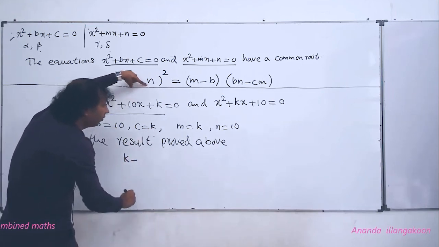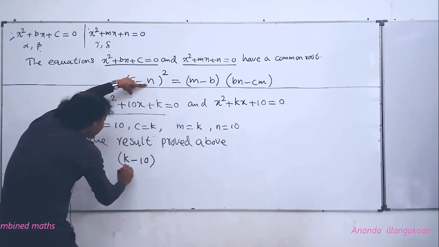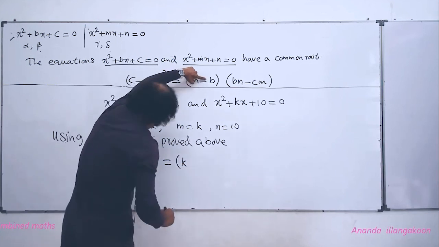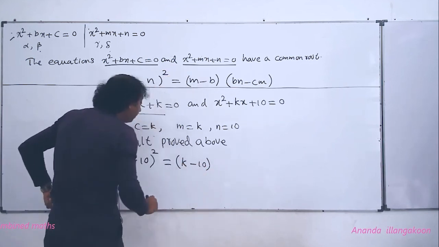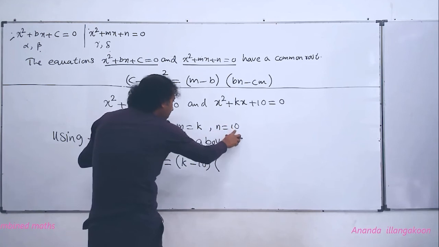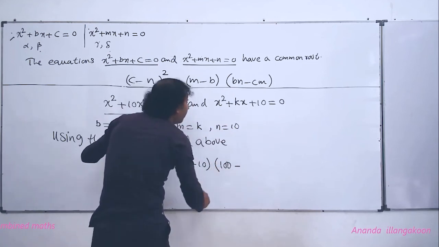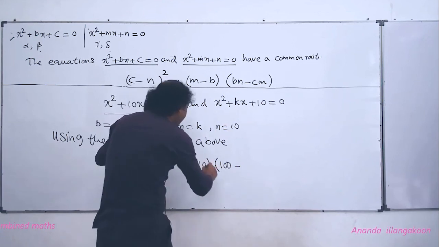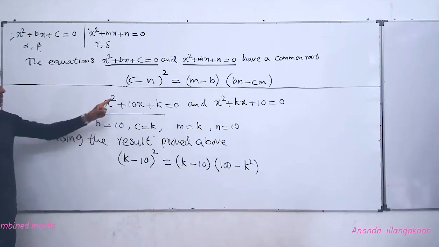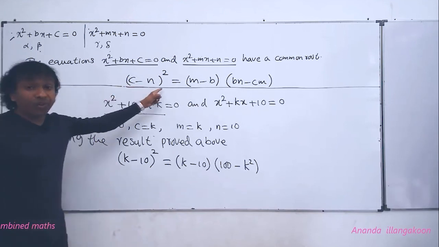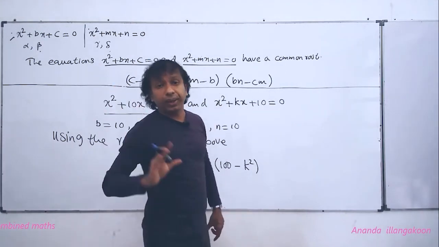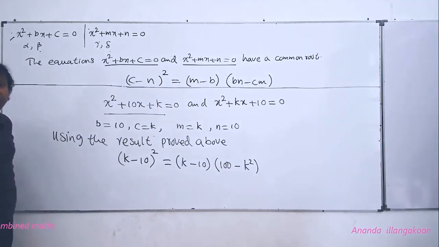Minus n. What is n, people? 10. Perfect square. Equals m, it's k. b, it's 10. Right? And bn, b is 10, n is 10. It's 100 minus cm, k and k, k squared. This result we can very easily write, people, by the result we proved. Since we have already proved this, without any hesitation, we can use that because we have proved that. Okay, right. You get full marks for that.